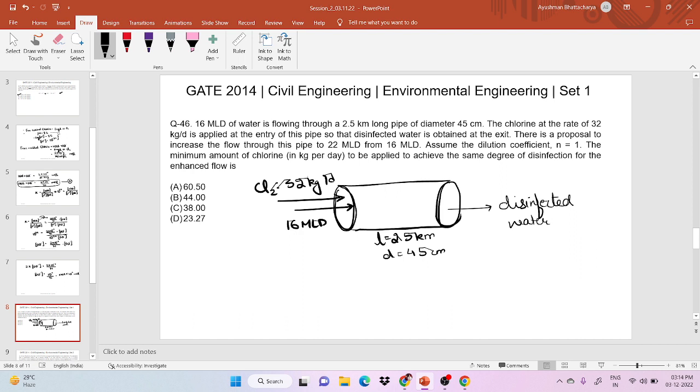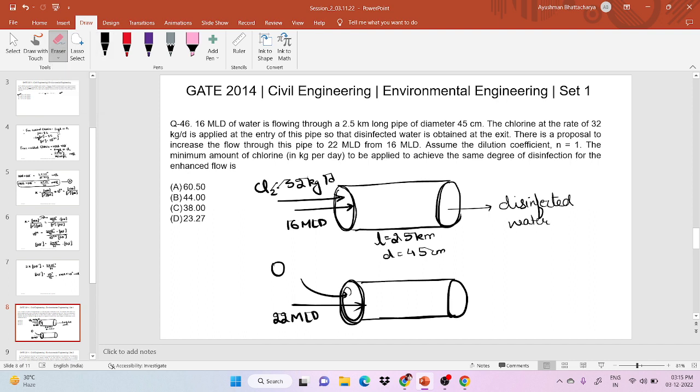Now there is a proposal to increase the flow through this pipe to 22 MLD. So it is the same pipe, and the proposal is to increase the flow to 22 MLD. Now in this question they are asking what will be the Cl2 concentration if the flow rate is increased to 22 MLD.